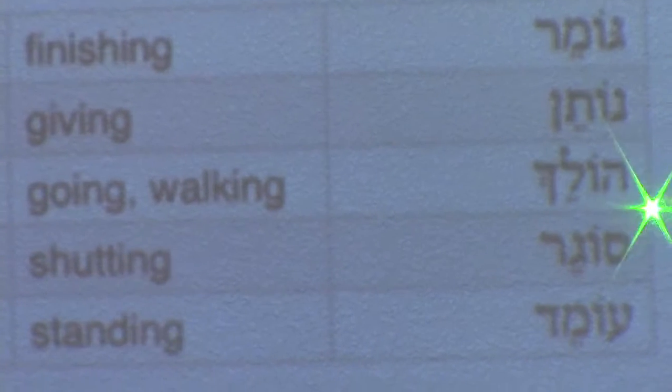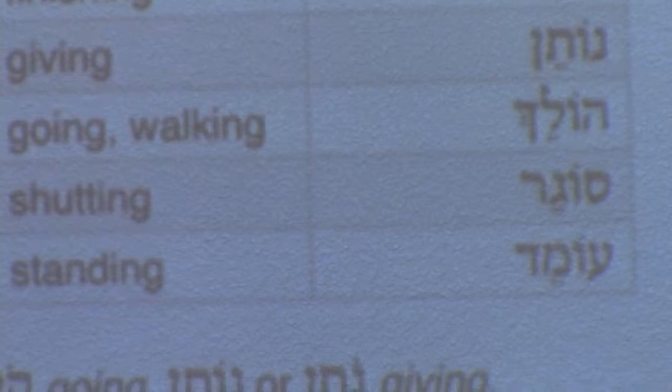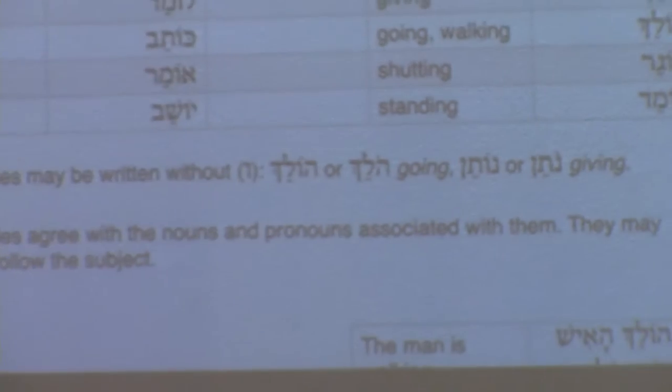Noten from natan, noten. Holech from halach, holech. Okay. Soger from sagar. Omed from amad, omed. Standing. Okay, the participles may be written without the vav, and you're going to see this over and again in the Hebrew.